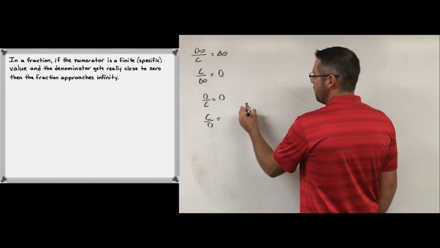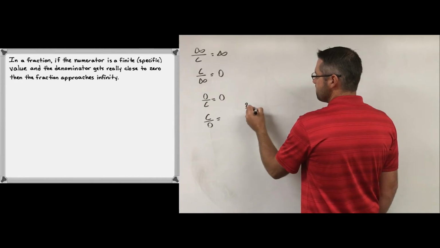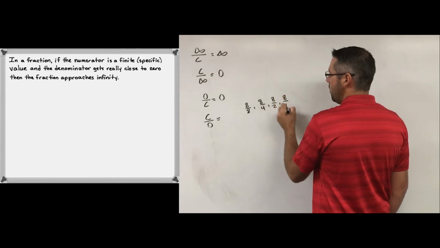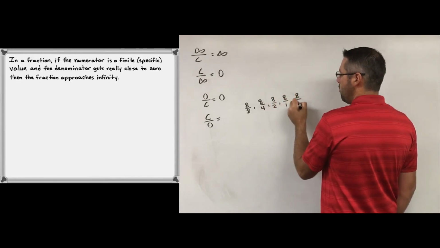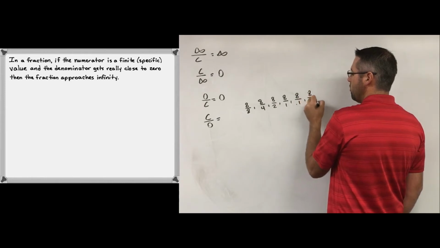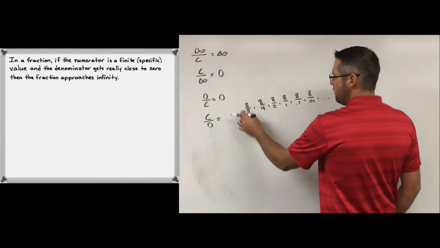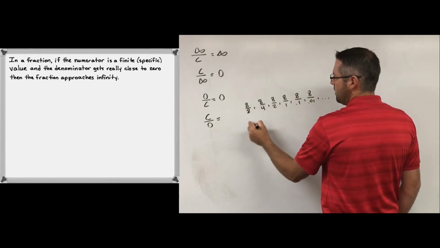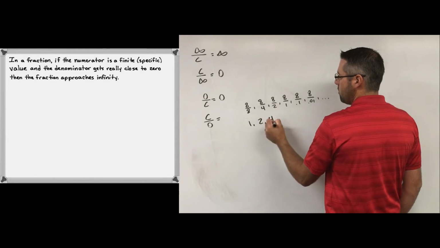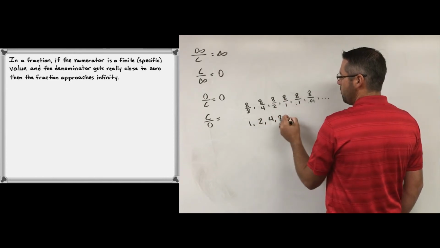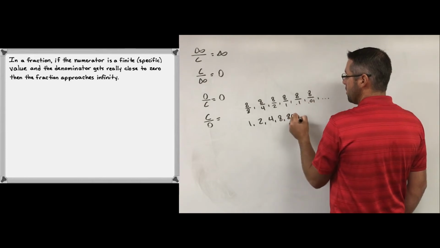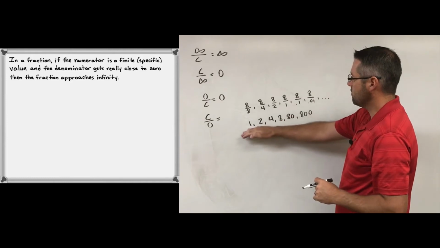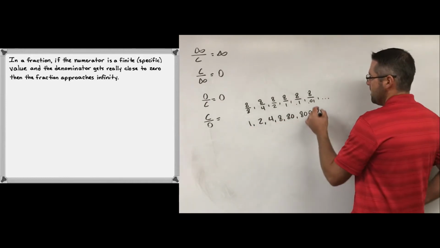Let's say we have 8 over 8, 8 over 4, 8 over 2, 8 over 1, 8 over 0.1, 8 over 0.01, and so on. Okay? Well, you can see the denominator is getting smaller and smaller and smaller. The numerator is staying the same. So 8 over 8 is 1, 8 over 4 is 2, 8 over 2 is 4, 8 over 1 is 8, 8 over 0.1 is 80, 8 over 0.01 is 800. So you can see as the denominator gets smaller and smaller, the result gets bigger and bigger and bigger.